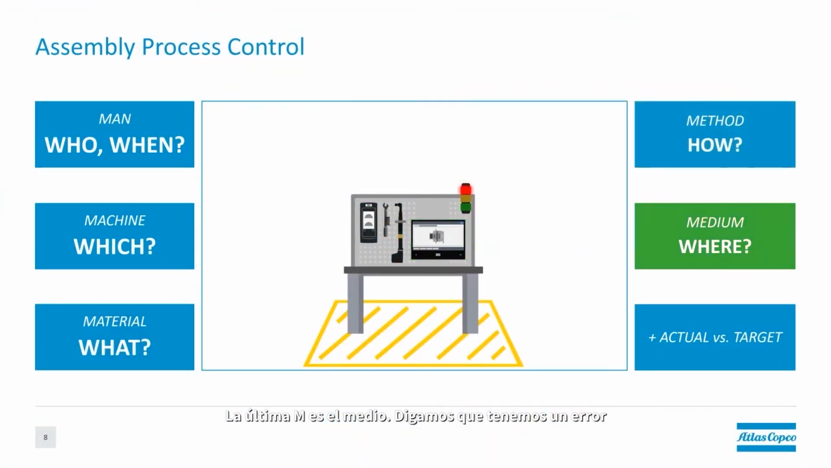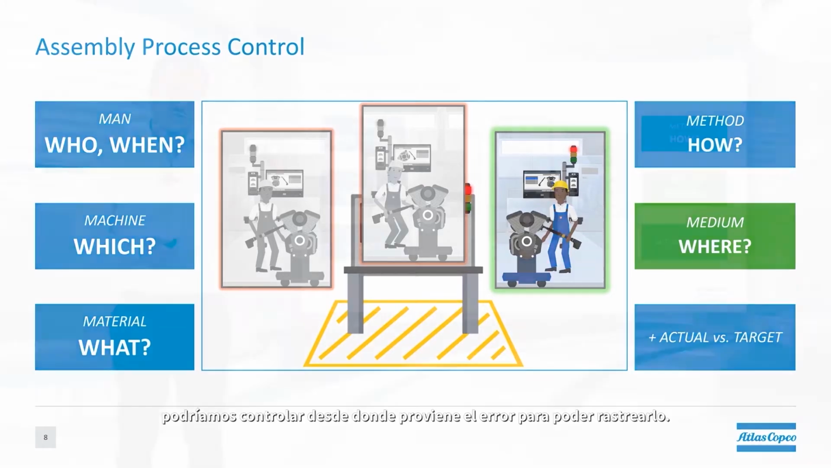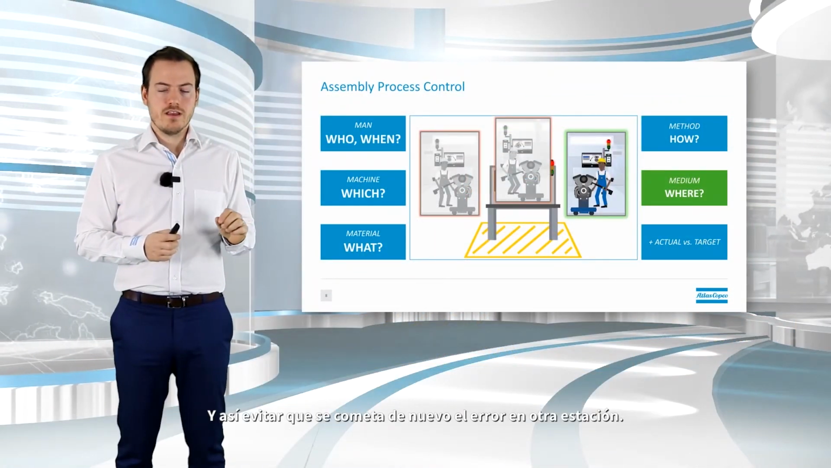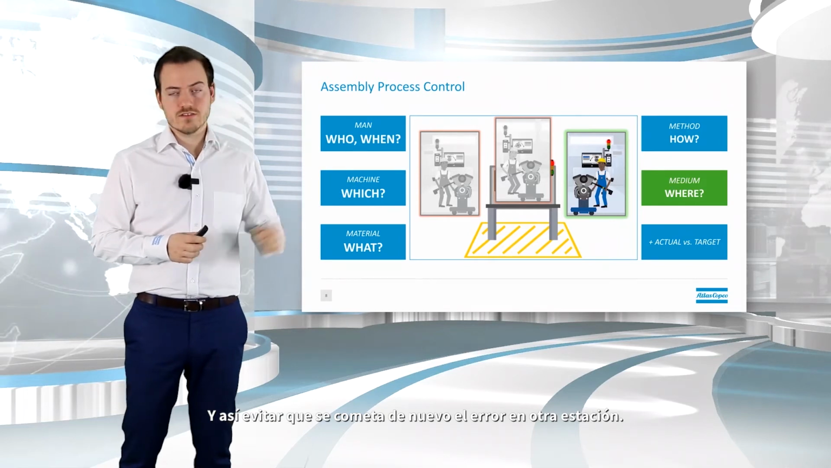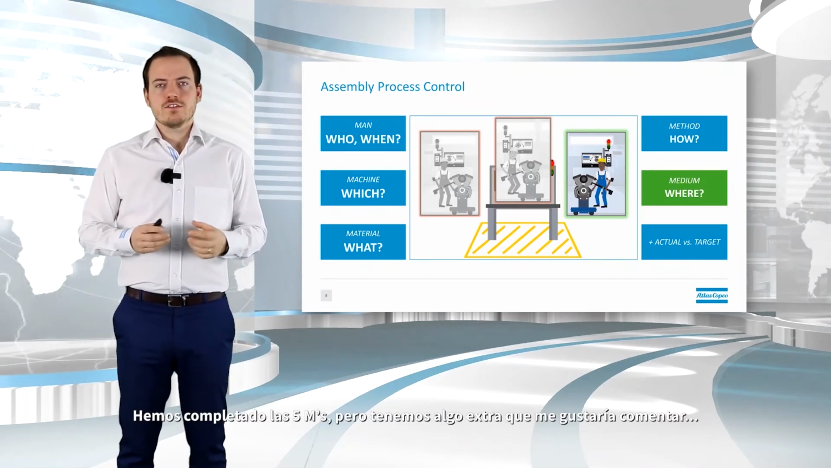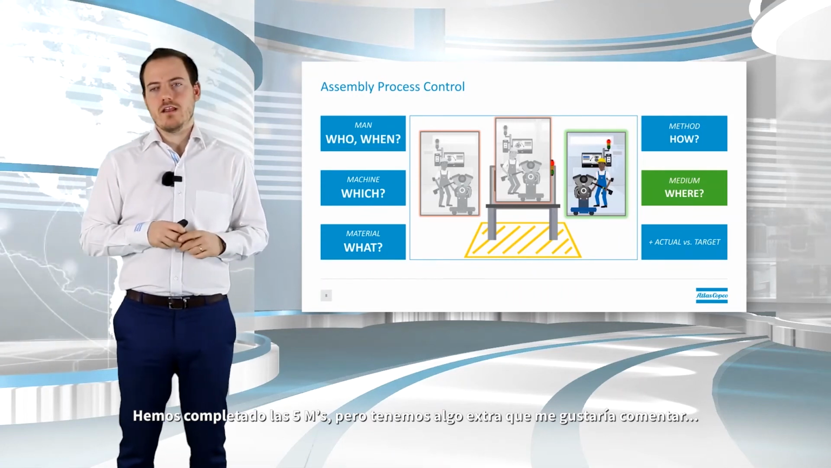So let's say we have an error, and we want to know exactly which station it comes from. Or let's say we are controlling the process on a rework station, and on that rework station we have the results coming from different stations. We want to really control which one it is coming from. We want to know that, we want to trace it in order to avoid this mistake being made again on another station, and so on and so forth. So now we completed the 5 M's, but we have something extra here that I would like to point out.